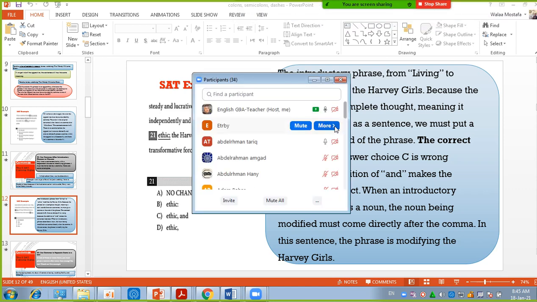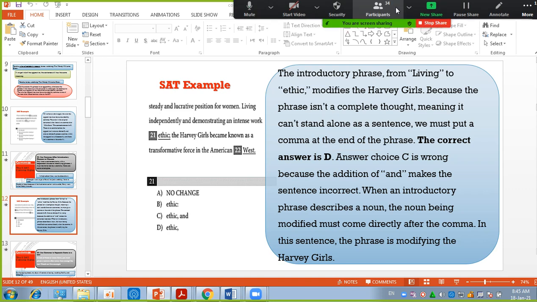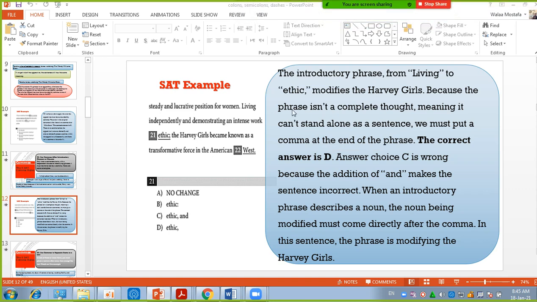Now, who's that? Someone is opening his mic and there's something in the background. Okay, is it correct to put a semicolon after the introductory phrase? Hello? Okay, fine. Someone save me. I'm drowning in the water and no one is answering.